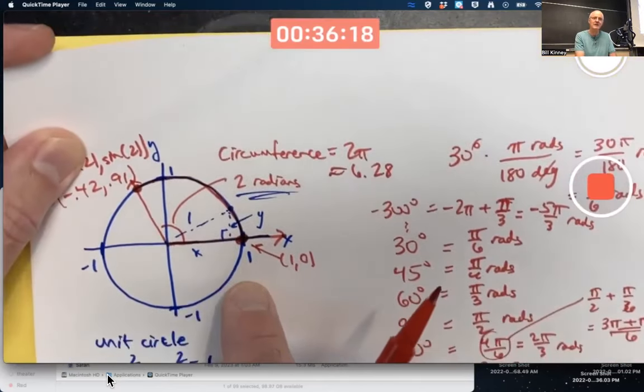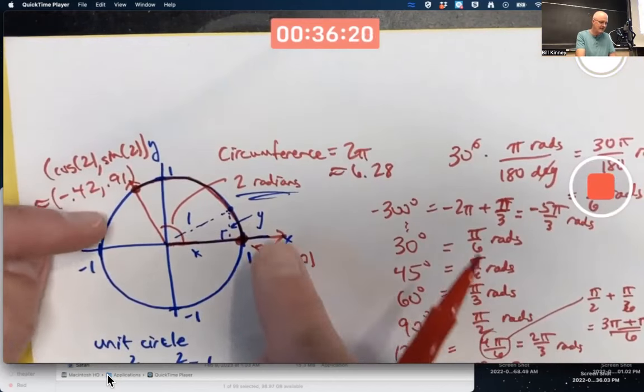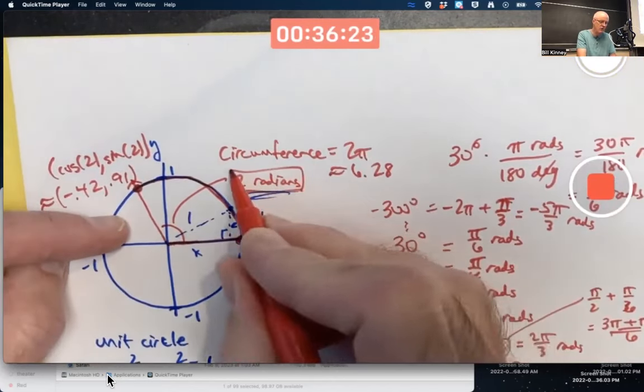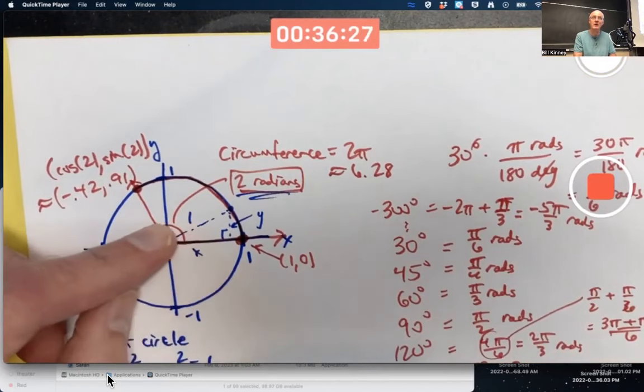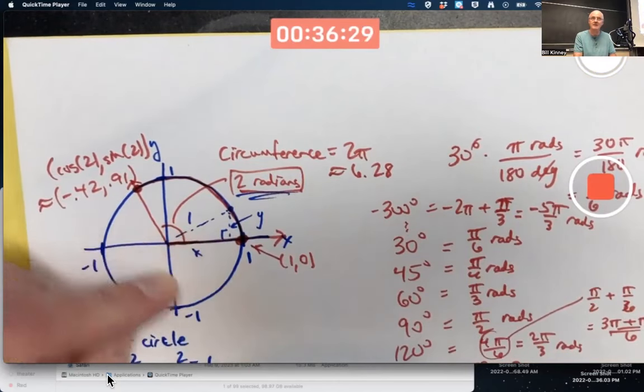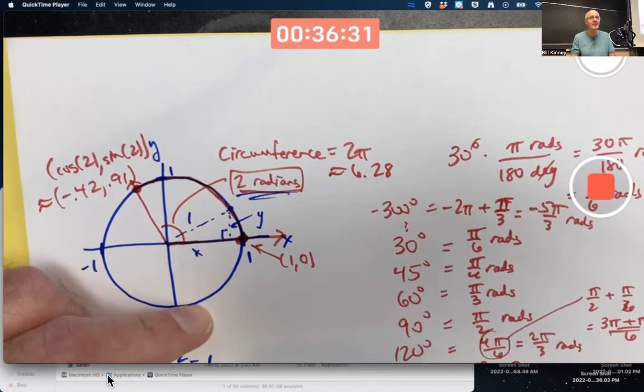Go back to the unit circle, and instead of imagining particular angles like 2 radians or something else, imagine that it's a variable number of radians. You could call it theta. You could think of it as an angle. More commonly for our applications, though, we're going to call it t, because it's going to represent time.